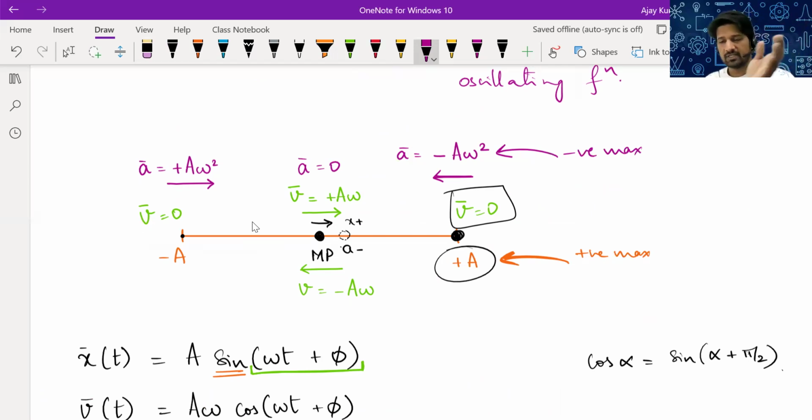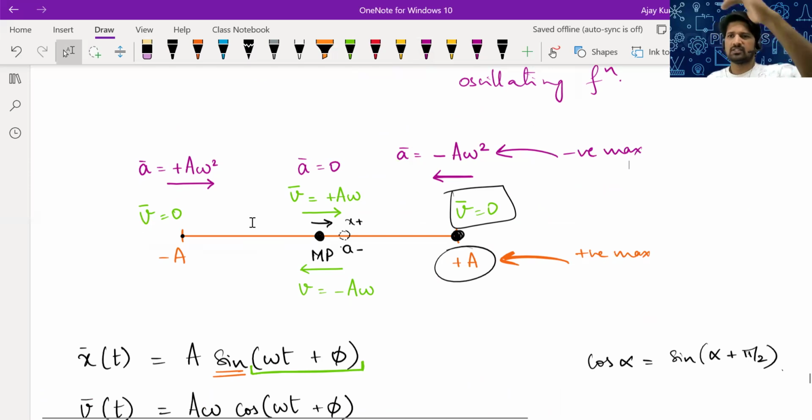So having phase difference pi by 2 means 1/4 of the sine cycle. So when one is at 0, the other will be at extreme. When one is at extreme, the other will be at 0. Having a phase difference of pi means half of the sine function. So when one is at negative extreme, the other will be at positive extreme. When one is at mean position going down, the other will be at mean position going up. They'll be doing the exact opposite things.